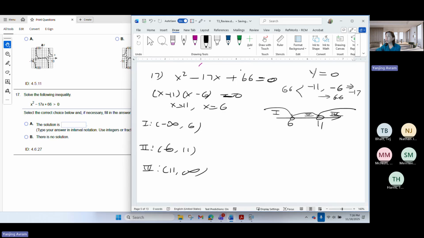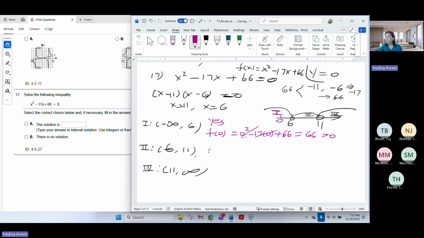And then we're going to say f of x is equal to x squared minus 17x plus 66. And then we're going to pick a random number in the interval. For this one, I'm going to pick 0. So we're going to calculate f of 0. F of 0 will be 0 squared minus 17 times 0 plus 66, and these are all 0. So 66 is greater than 0. We are looking for greater than 0, so yes, this whole interval is the solution.